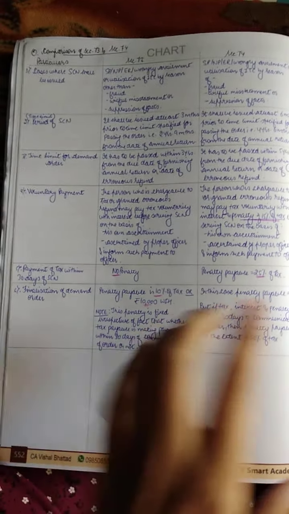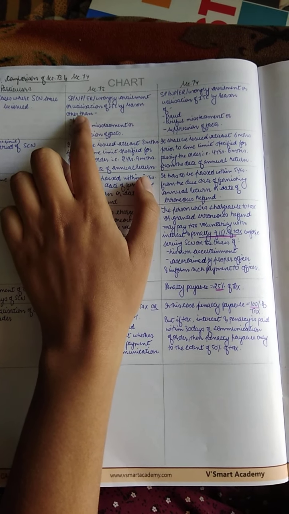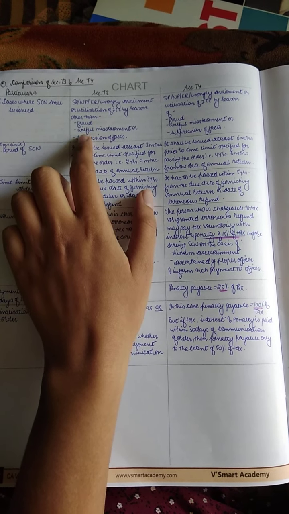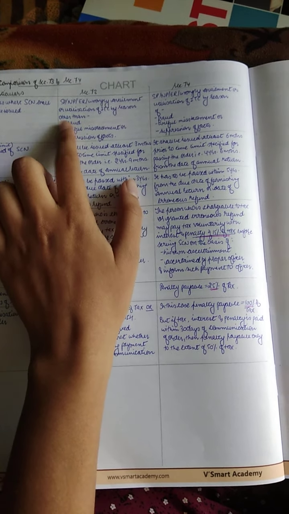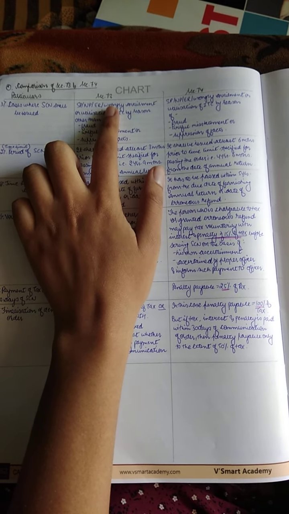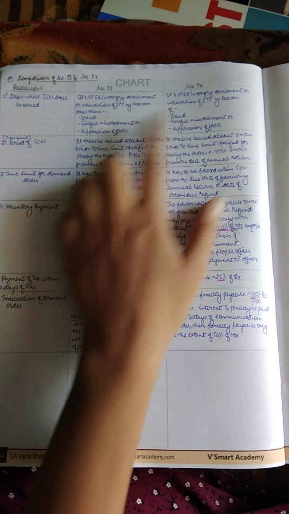In case of section 73, short payment or non-payment or erroneous refund or wrongly availed or utilized ITC by reason other than fraud, willful misstatement or suppression of facts. That is, any reason except these three will be covered in section 73. And fraud, willful misstatement, or suppression of facts will be covered in section 74.